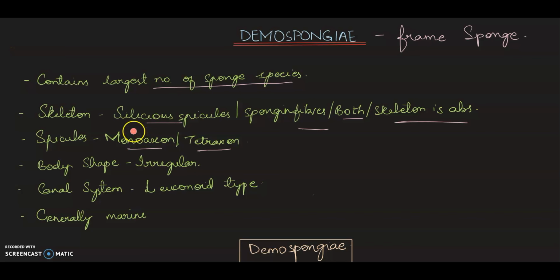Monoaxon means spicule with 1 ray and tetraxon means spicule with 4 rays. So that means the monoaxon and tetraxon types of spicules are generally found under this class.